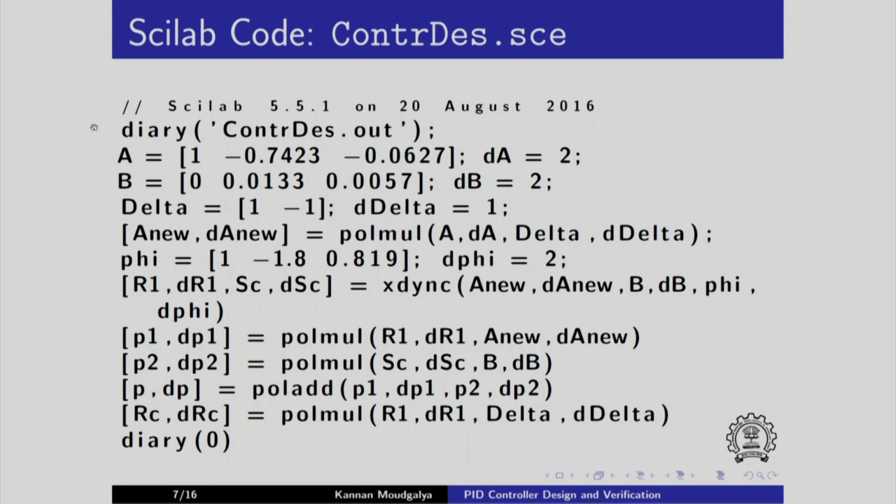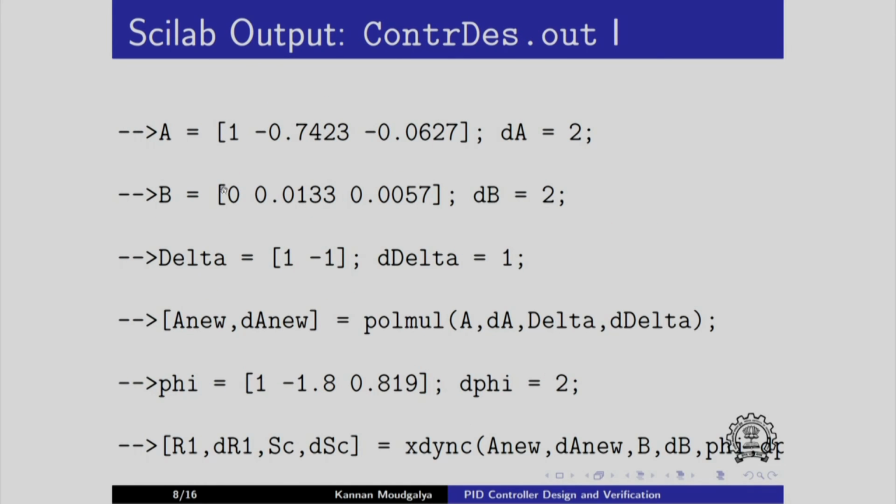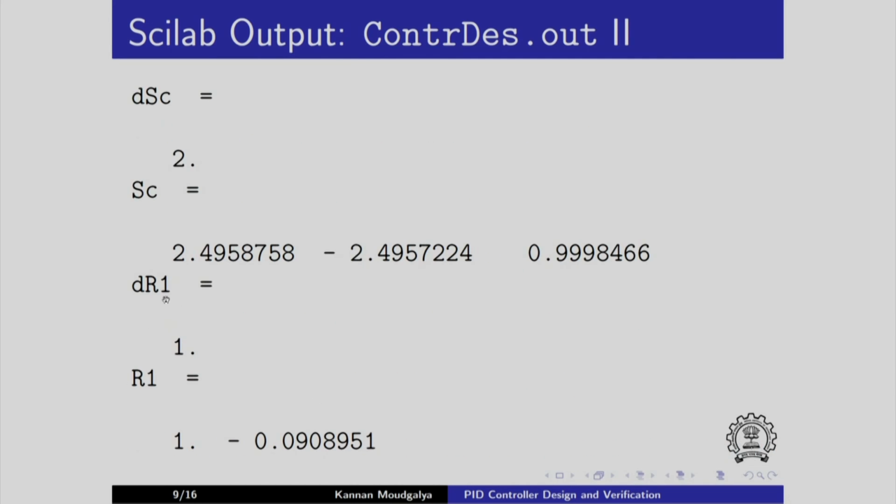You should always remember to include the diary statement which writes all the output into this file, and you have to remember to close this diary. So here is the Scilab output. The values are self explanatory. Remember, this is phi. When I solve this, I get SC to be about 2.5 minus 2.5 Z inverse plus Z power minus 2, and R1 is 1 minus 0.0909 Z inverse. So I get SC and R1.